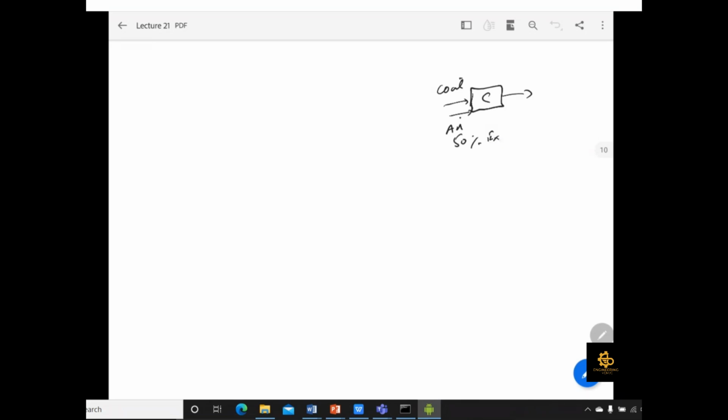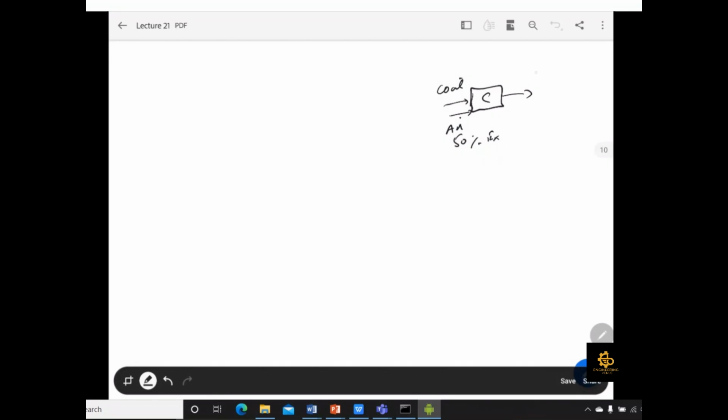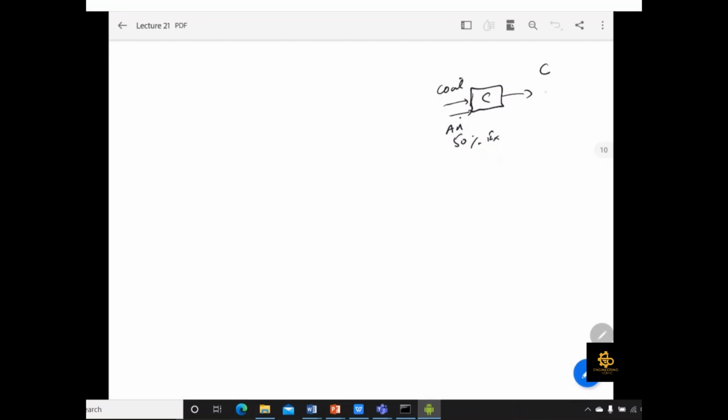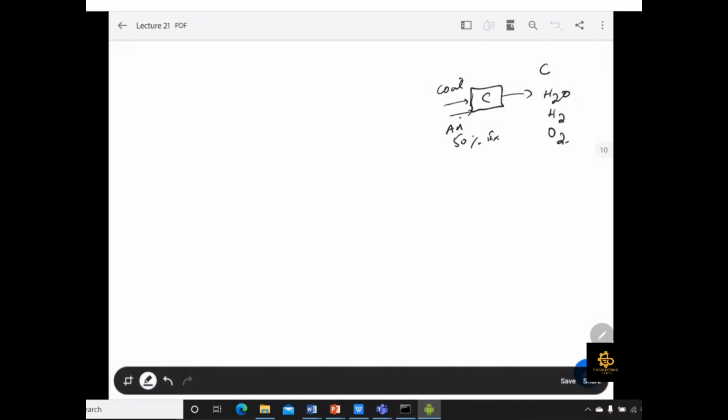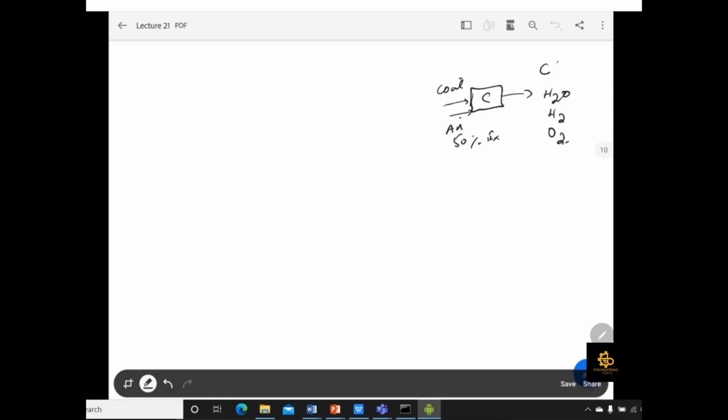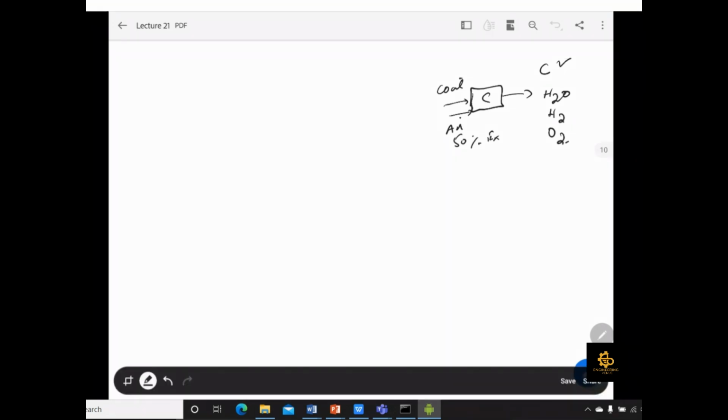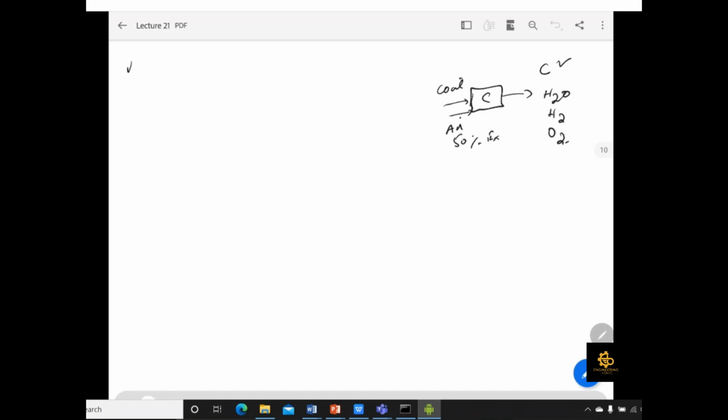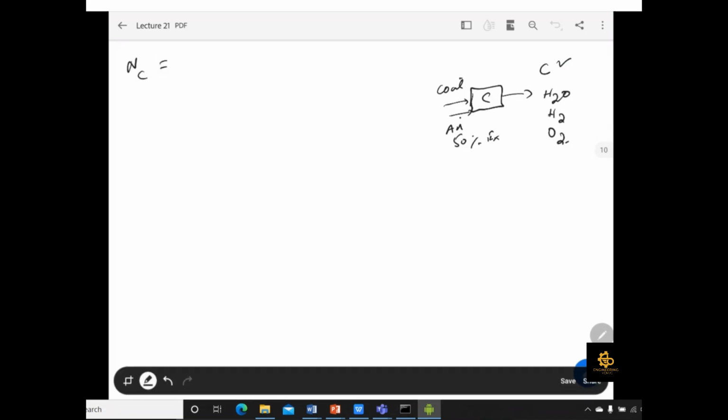Now in the product, as mentioned in the question, we have carbon, we have H2O, we have H2 and we have O2. All the percentages, which are on a mass basis, are given in the question. First, you have to find the number of moles of all the elements present on the product side. First is the number of moles of carbon.